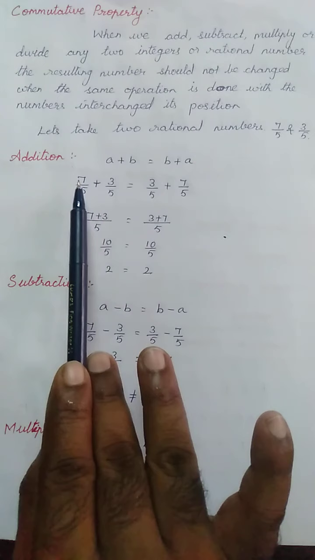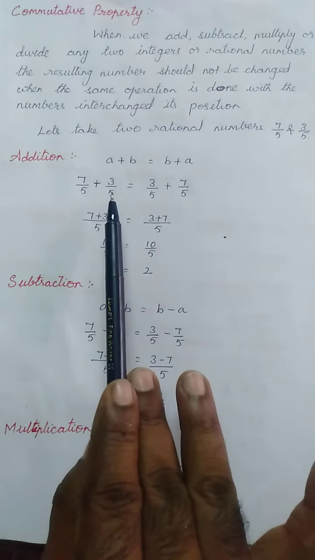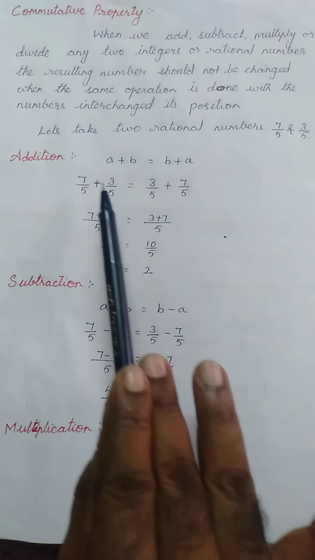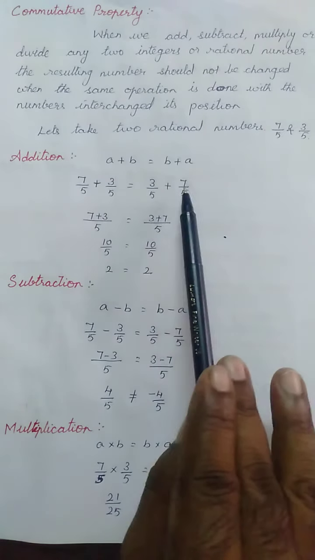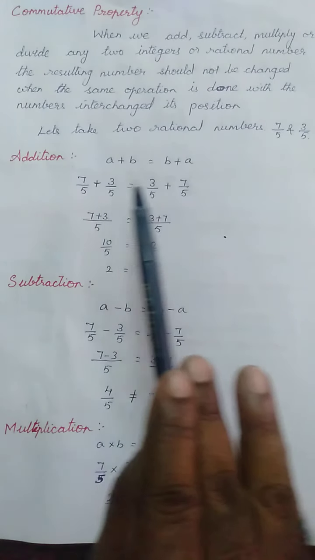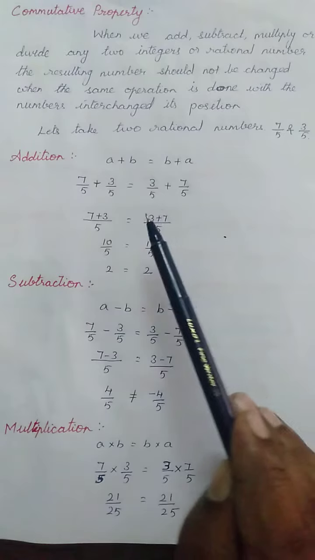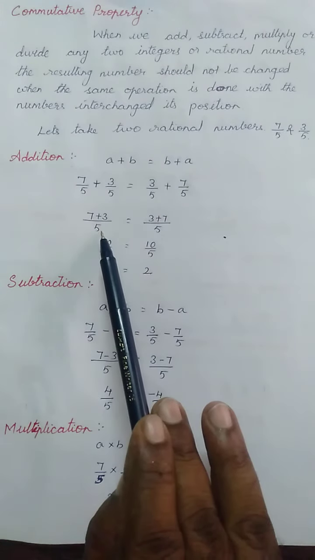So what is the first number? 7 by 5. So 7 by 5 plus 3 by 5 is equal to 3 by 5 plus 7 by 5. Now you can see that 7 by 5 and 3 by 5 have changed places. Here we have written 7 by 5 in the first place, but here it is in the second place after the operation. Since the denominators are the same, add the numerators with the common denominator.